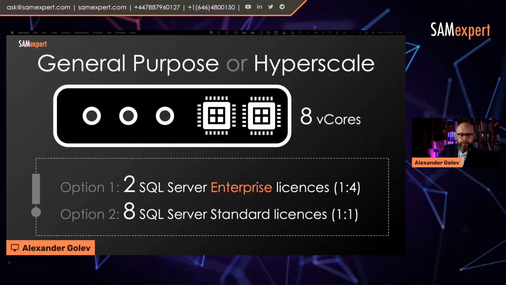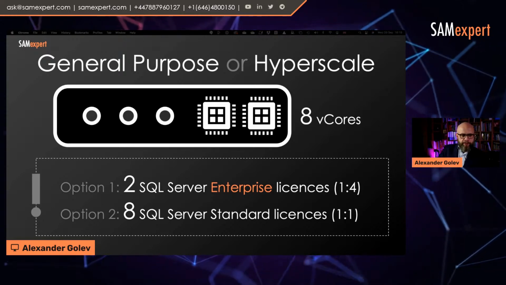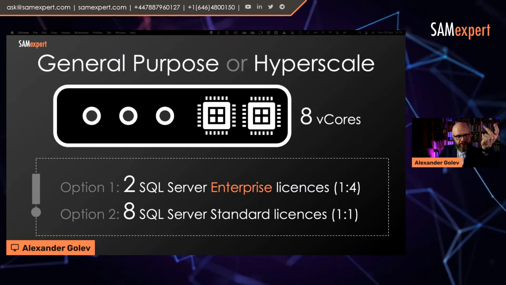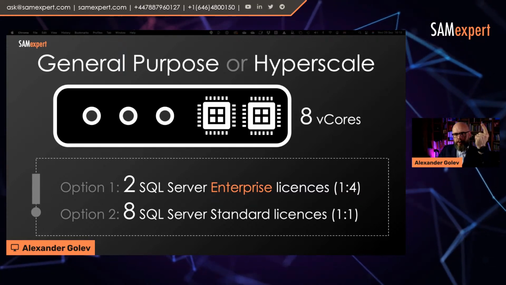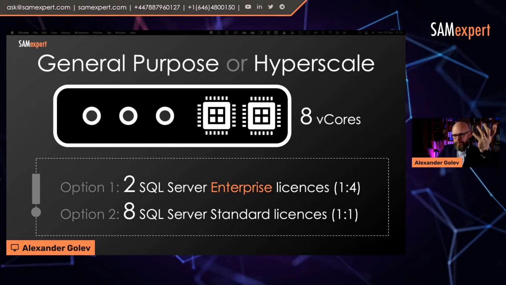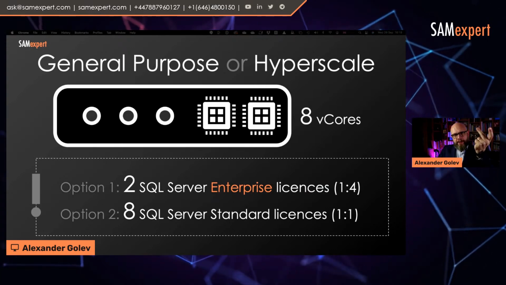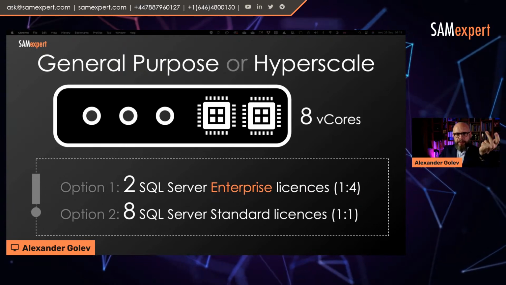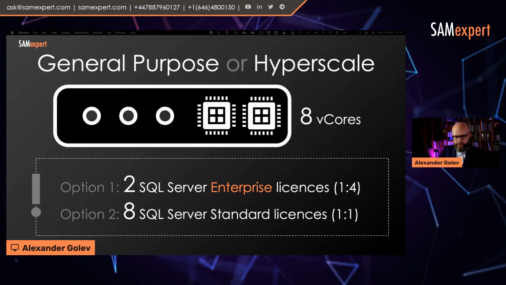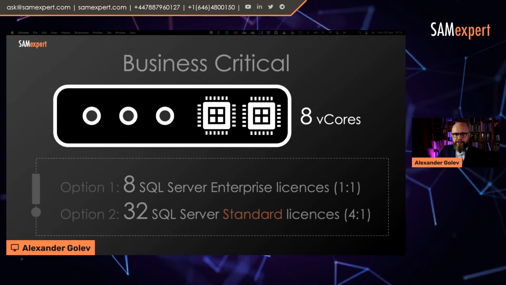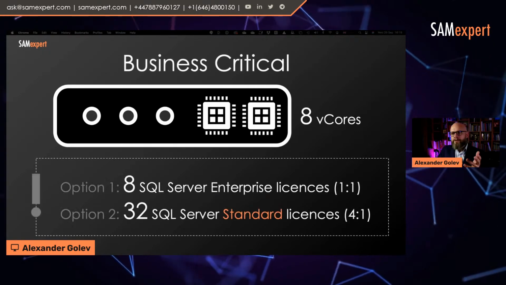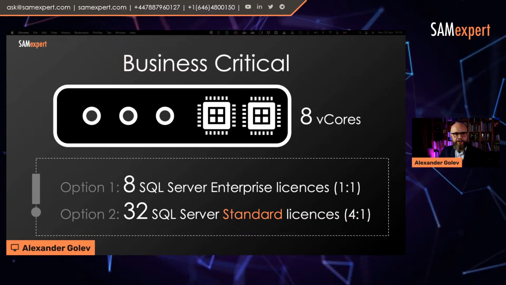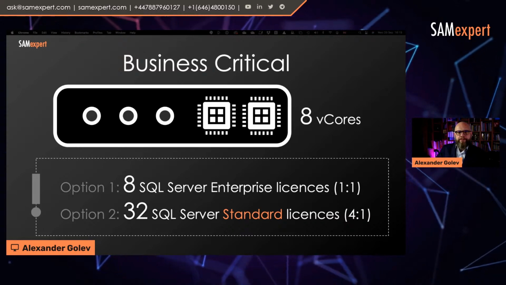With PaaS, platform as a service, there are 3 types of services: general purpose, hyperscale, and business critical. What you need to remember is general purpose and hyperscale, these 2 options, are equal to SQL Server Standard. Same rules apply then. Business critical equals SQL Server Enterprise. Same rules apply then as for SQL Server Enterprise. So very simple.